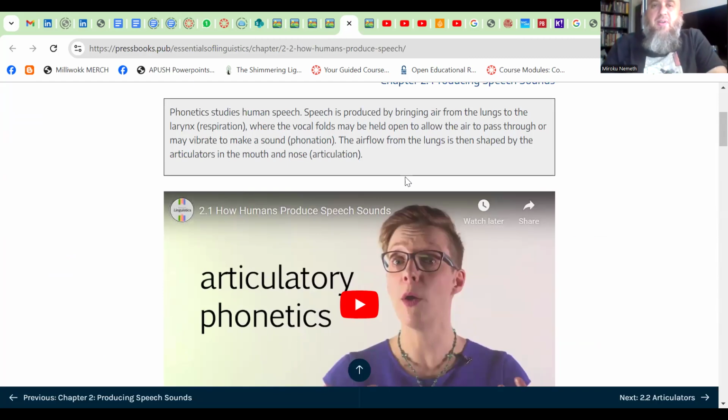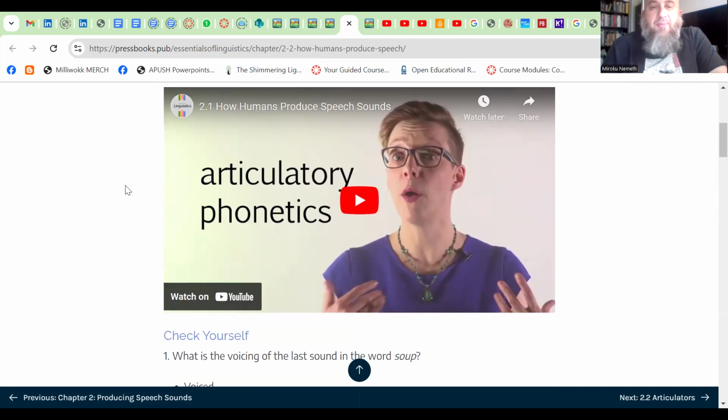Phonetics studies human speech. Speech is produced by bringing air from the lungs to the larynx. Respiration where the vocal folds may be held open to allow the air to pass through or may vibrate to make a sound, phonation. The airflow from the lungs is then shaped by articulators in the mouth and nose, articulation.